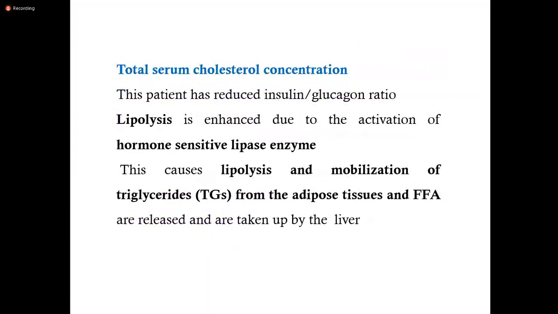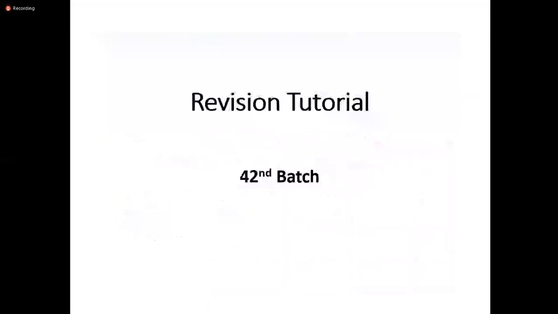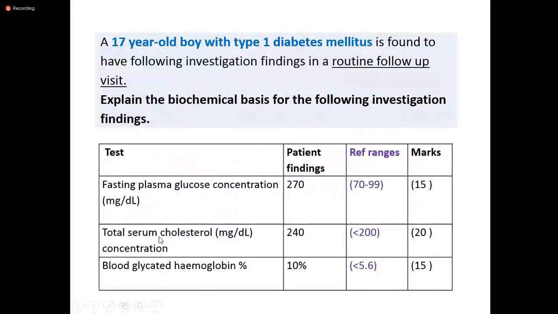So now here, if we go back to the question, we have total serum cholesterol, that is 240. You can see the reference range is less than 200. There is a little elevation. So how are we going to explain?